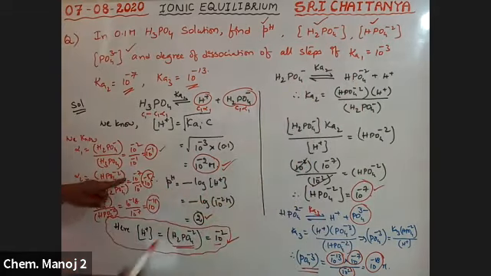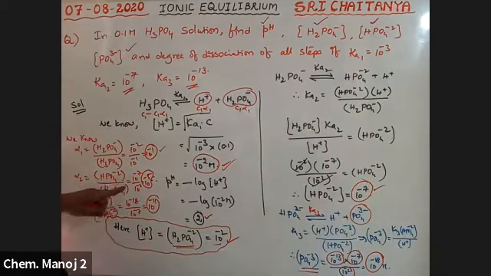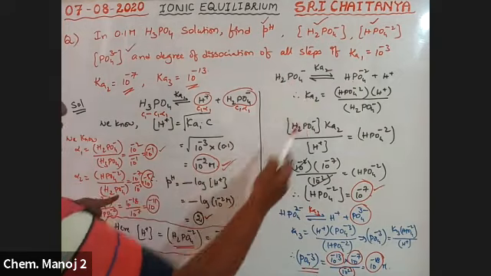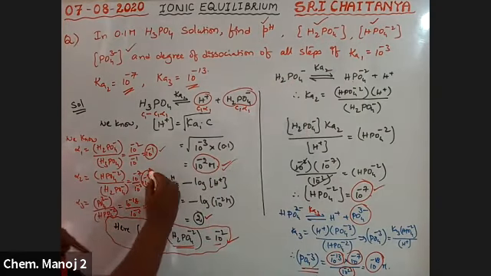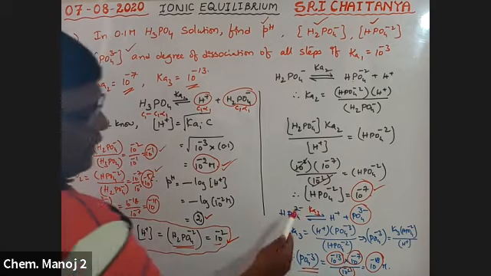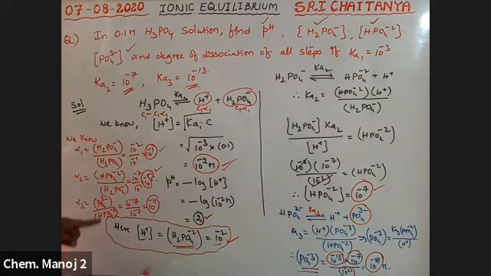So therefore, this one, HPO4²⁻ concentration, is how much? 10 power minus 7 by. H2PO4⁻ concentration is how much? It is 10 power minus 2. Therefore, it is 10 power minus 7. Next step, so here degree of dissociation, this one by this one, products by reactants. So here the value is 10 power minus 11. This is the way to calculate.